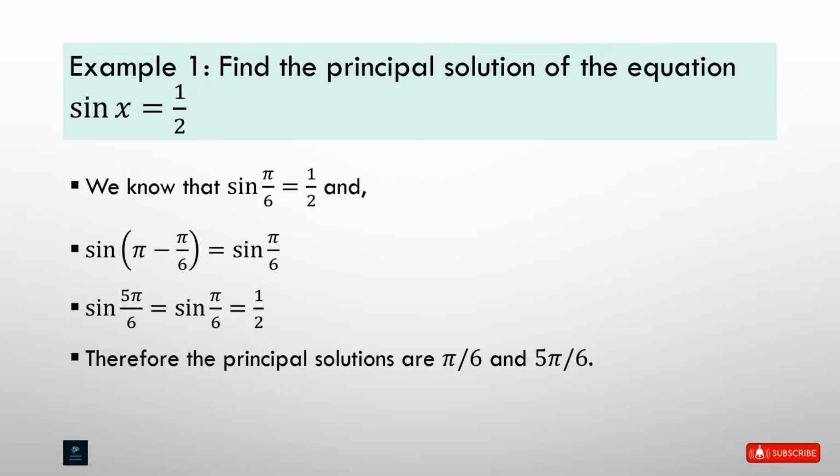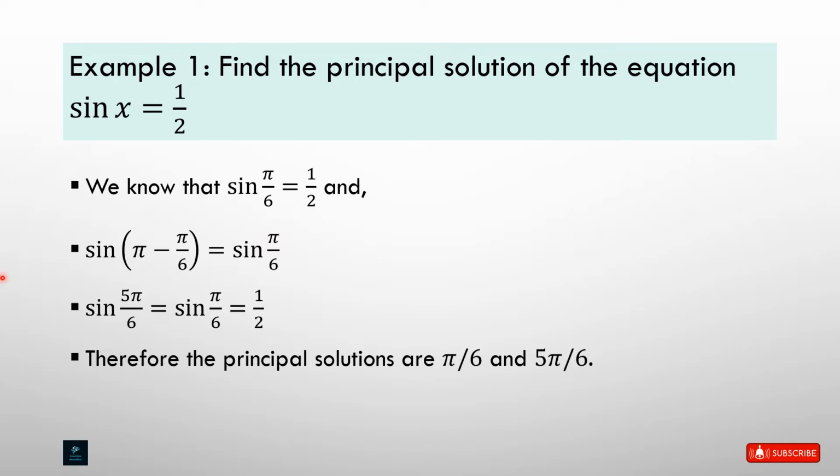Before moving ahead, we will take an example first. Sin x is equal to half is a trigonometric equation involving the angle x and its trigonometric function sine. We will find the principal solution of this equation. We already know that sine of pi by 6 is equal to 1 by 2. So the first principal solution of this equation is x is equal to pi by 6.